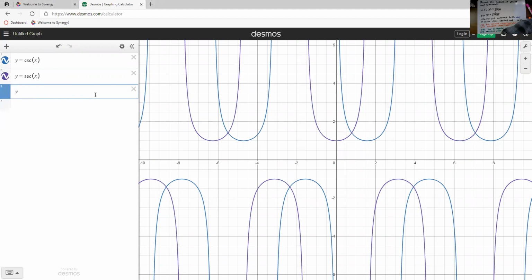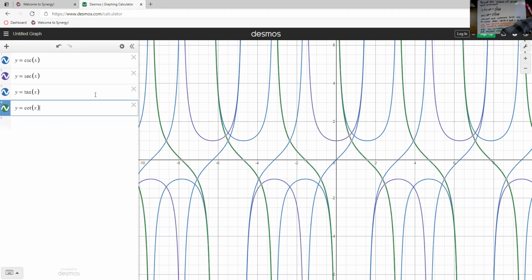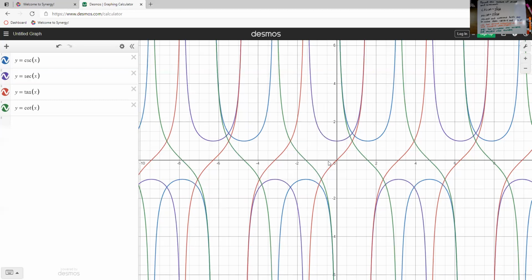So today we learned about tangent, cotangent, secant, and cosecant. We learned when each of these functions has vertical asymptotes. We learned when these functions reach certain other critical values, and when they cross the x-axis in the case of tangent and cotangent, and when they reach one in the case of secant and cosecant.